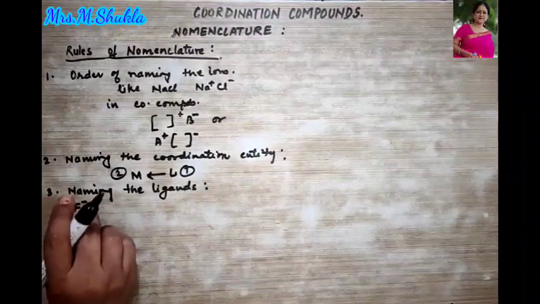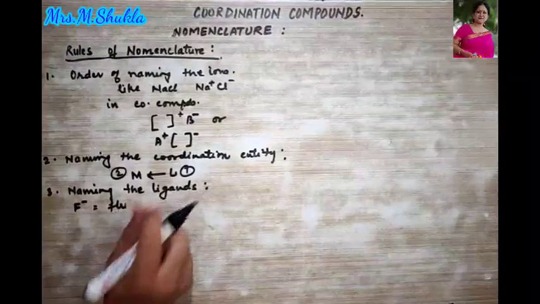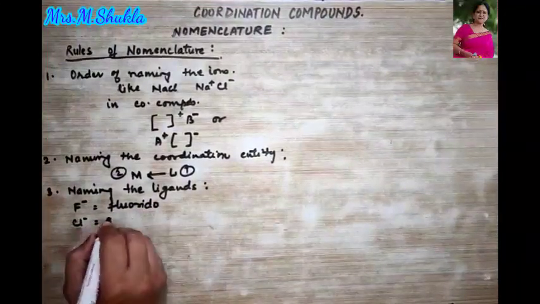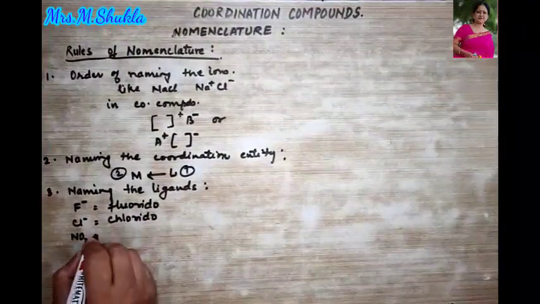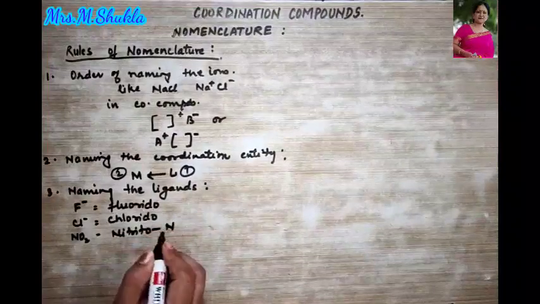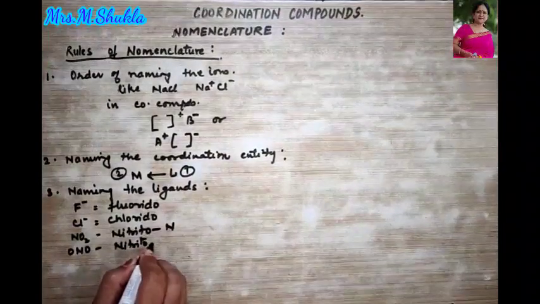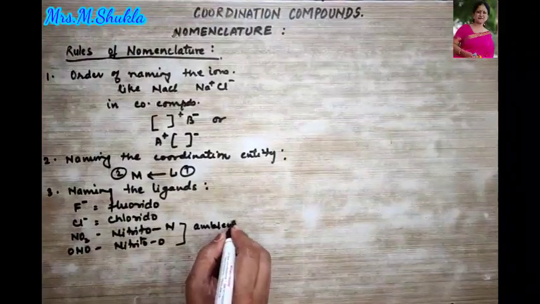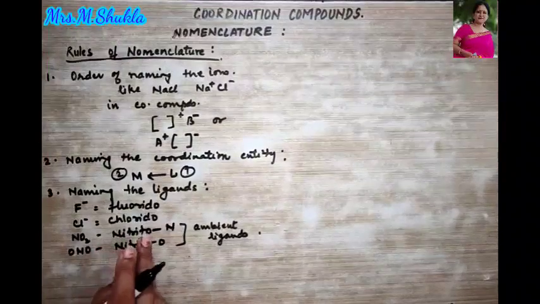F minus, this is fluoride, but we do not write it as fluoride. What do we call it? Fluorido. Similarly, chloride is called chlorido. Then NO2, do you remember anything about NO2? This is nitrito-N. Then ONO, what is this? Nitrito-O. If you remember, these two are ambidentate ligands. They coordinate through more than one site.